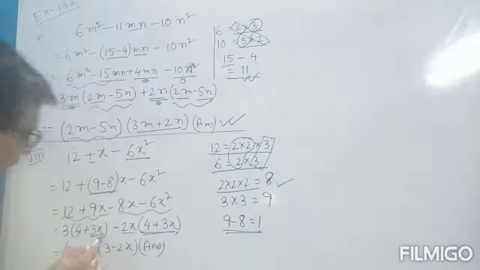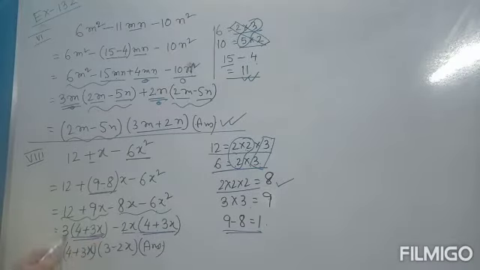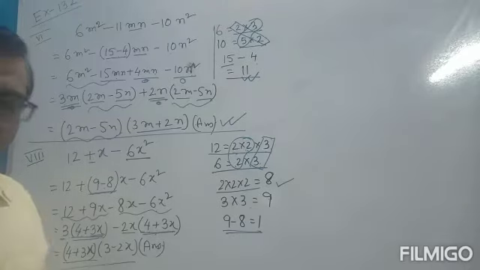Now 4 plus 3x and 4 plus 3x is common to both, then you take 4 plus 3x from these two. The remaining term from this is 3 and from this is minus 2x. So the answer will be 4 plus 3x into 3 minus 2x. Is it clear to all of you?